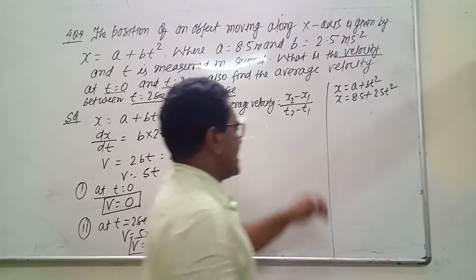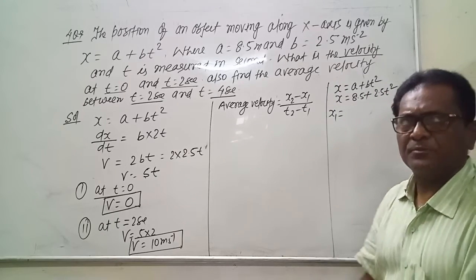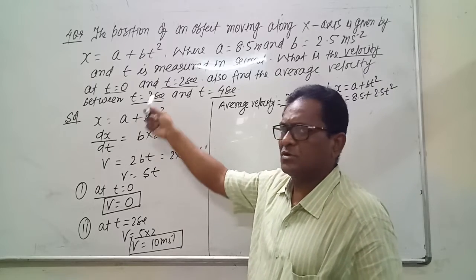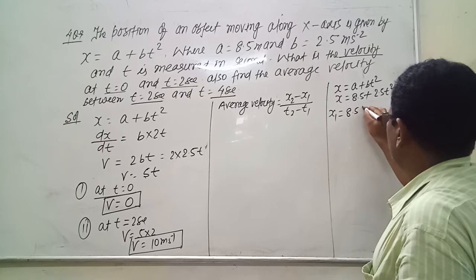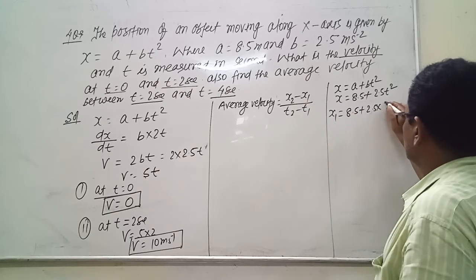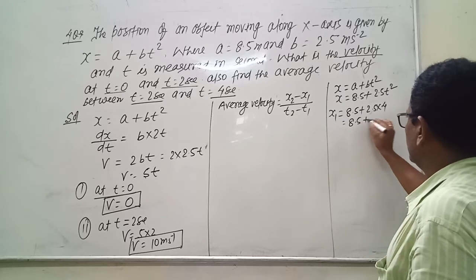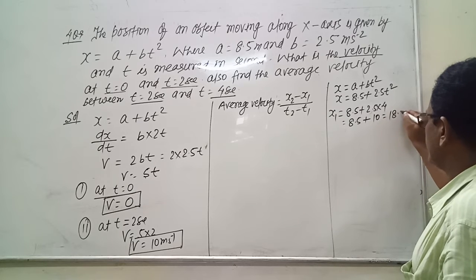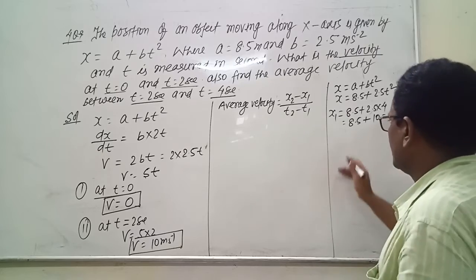So we will find x1, the initial position. The initial position is found by putting the value of time t equals 2 seconds, the initial time. So x1 equals 8.5 plus 2.5 into t square. So 2 square is 4. It becomes 8.5 plus 2.5 into 4, which is 10, and this is 18.5 meter. This is the initial position x.